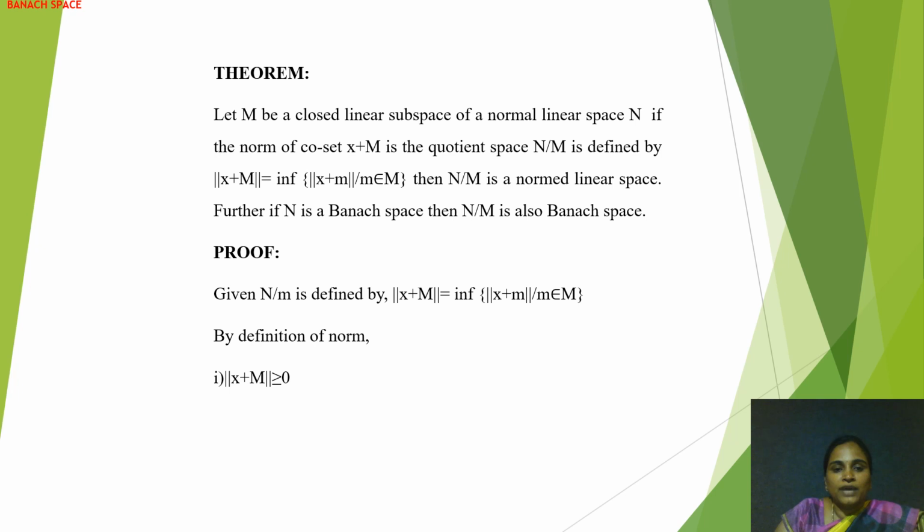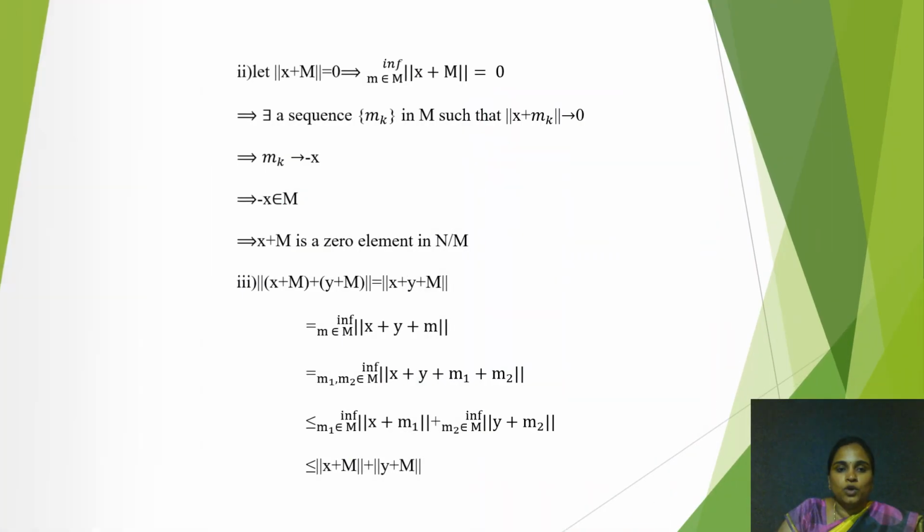So you write the given assumptions here. Given that N by M is defined by norm x plus M, which is equal to infimum of norm x plus m, such that x plus m belongs to capital M. So by the definition of norm, I can say that norm of x plus M is greater than or equal to 0 always.